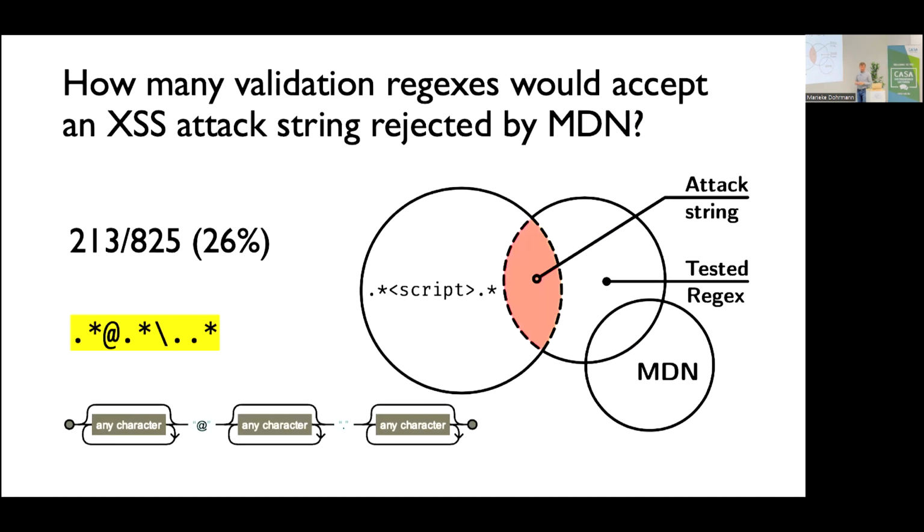Okay, so how many of the expressions from the data set actually accept script tags? And this would be an example, right? Like we've seen on the web page, that was problematic. So it turns out 26%. So 26% of the 825 regular expressions allow XSS payloads. Okay, so that's quite a lot.